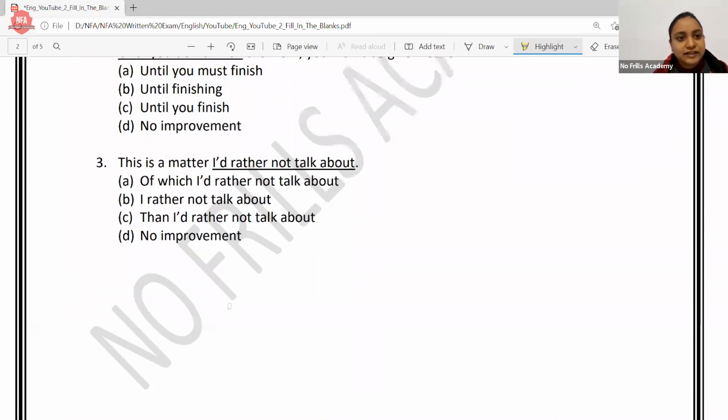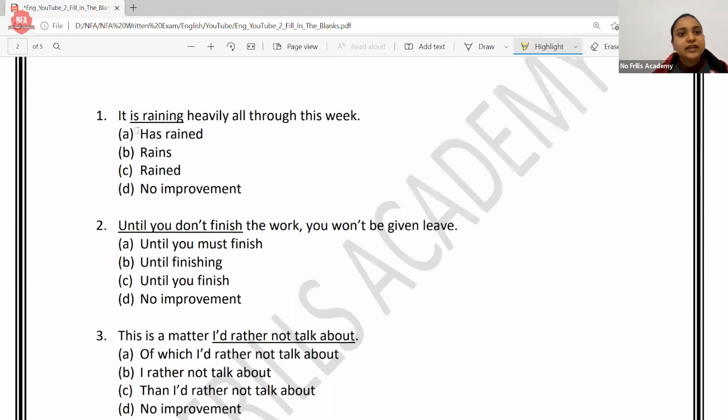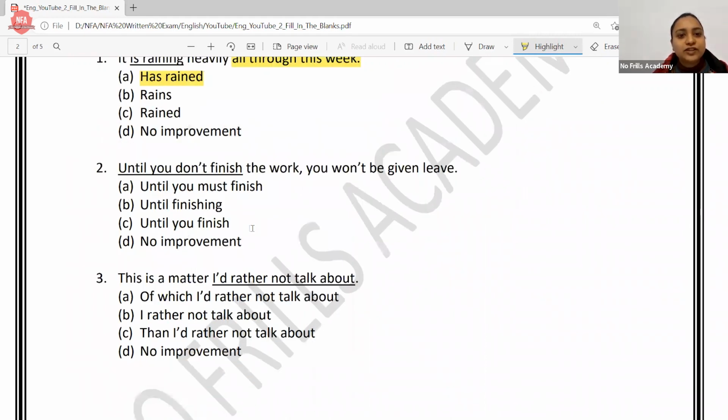So let us understand again. It is raining all through this week. See, all through this week, if it has already rained, it has rained. It has rained heavily all through this week. Until you don't finish the work, you won't be given a leave. See, until cannot go with a negative don't. Until you finish the work, you won't be given a leave.